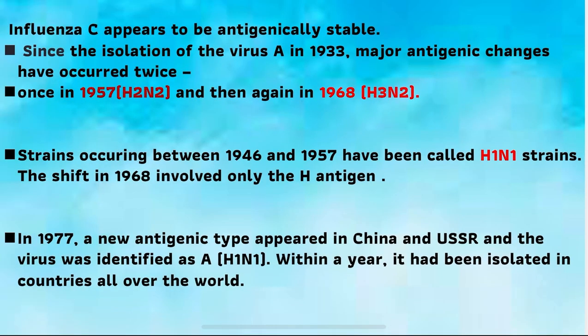So let us read it again once. Let us start with H1N1. Strains occurring between 1946 and 1957 have been called H1N1 strains, and the shift in 1968 involved only the H antigen. And here you can see H2N2 in 1957, H3N2 in 1968. In 1977, a new antigenic type appeared in China and also in USSR, and the virus was identified as influenza A H1N1. Within a year, it had been isolated in countries all over the world.